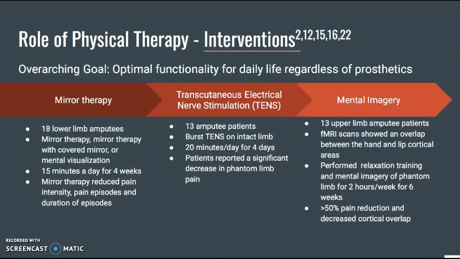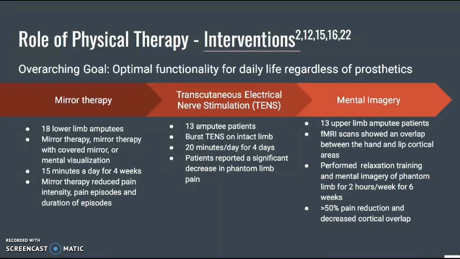Lastly, mental imagery is an effective treatment that works by reducing the maladaptive reorganization in the cortex that is associated with phantom pain. A study by McIver et al. was conducted observing the efficacy of mental imagery to reduce phantom limb pain in 13 upper limb amputee patients. fMRI scans were conducted prior to treatment, which showed an overlap between the hand and lip motor and somatosensory cortices.